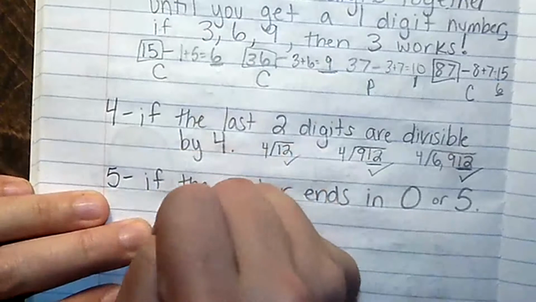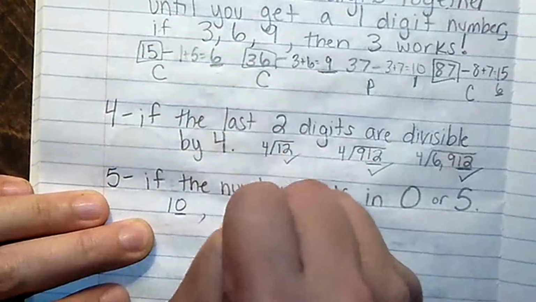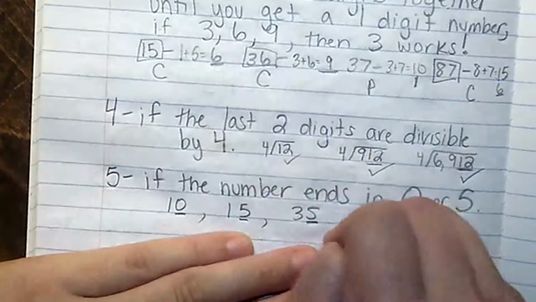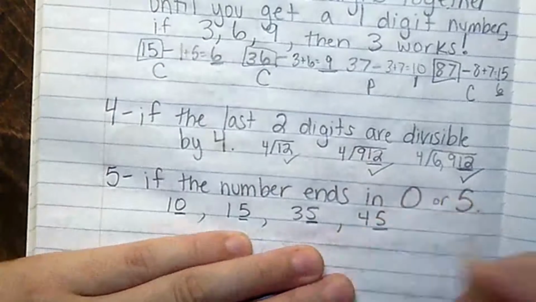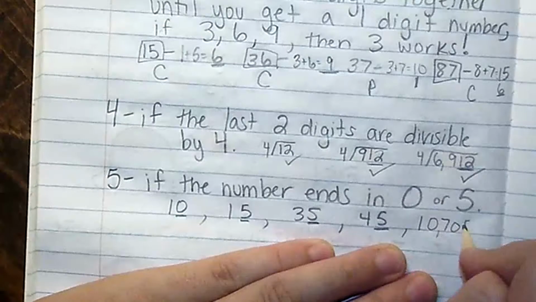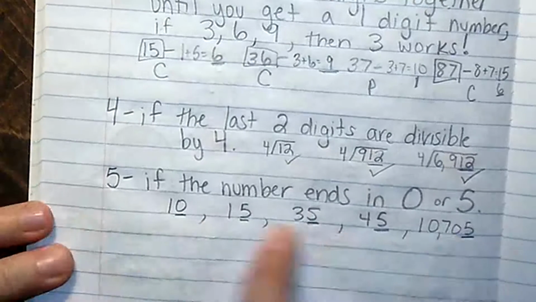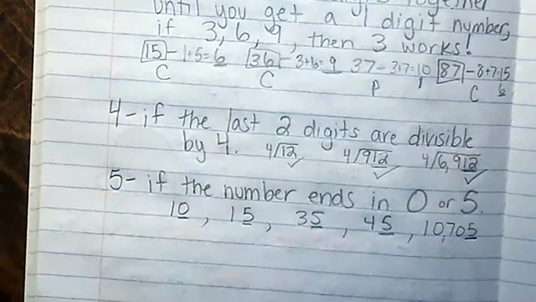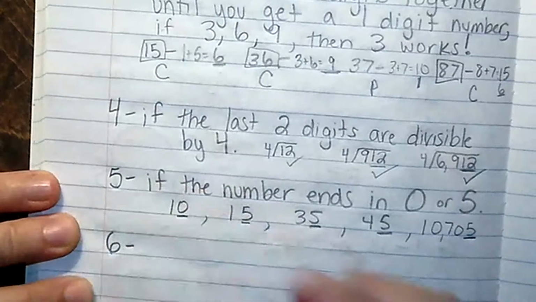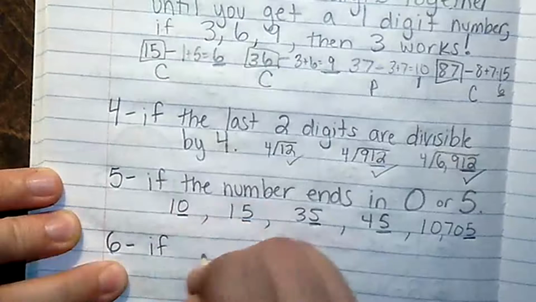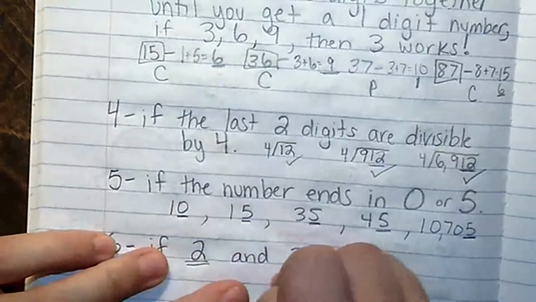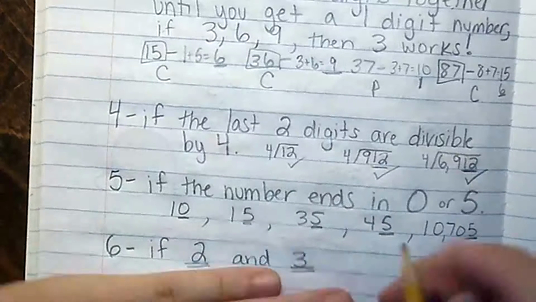So 10, 15, 35, 45, 1,705. As long as it ends in a 5 or a 0, we know that 5 would work in the rainbow. 6 works if 2 and 3 are both factors.